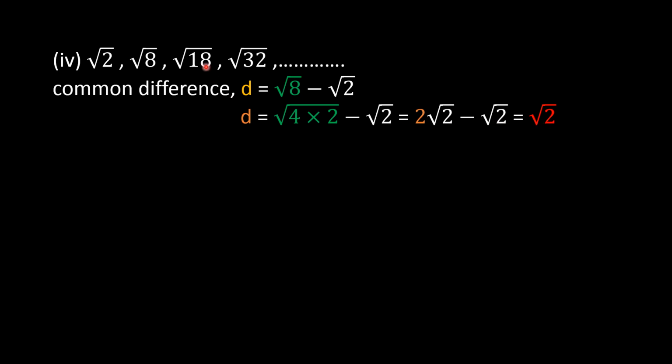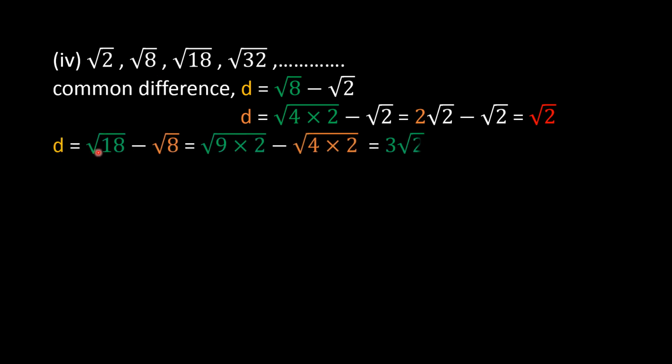Now we will use the third and the second term to find d. So d will be root 18 minus root 8. Now root 18 can be written as root 9 multiplied by 2, and root 8 can be written as root 4 multiplied by 2. Now the square root of 9 will be 3, the square root of 4 will be 2, so we get 3 root 2 minus 2 root 2. 3 root 2 minus 2 root 2 will be root 2.